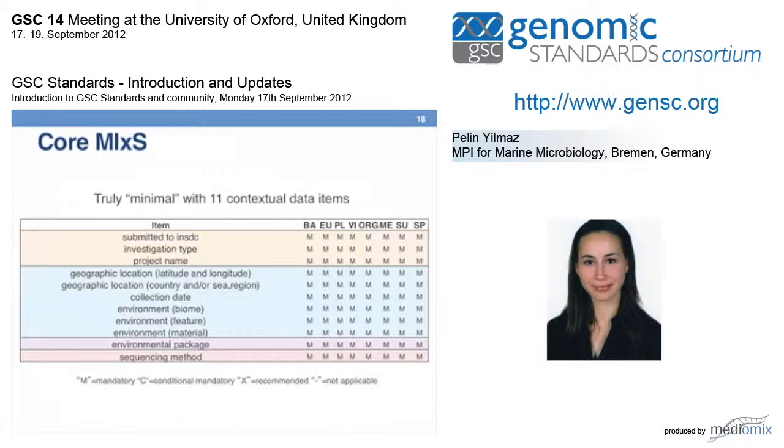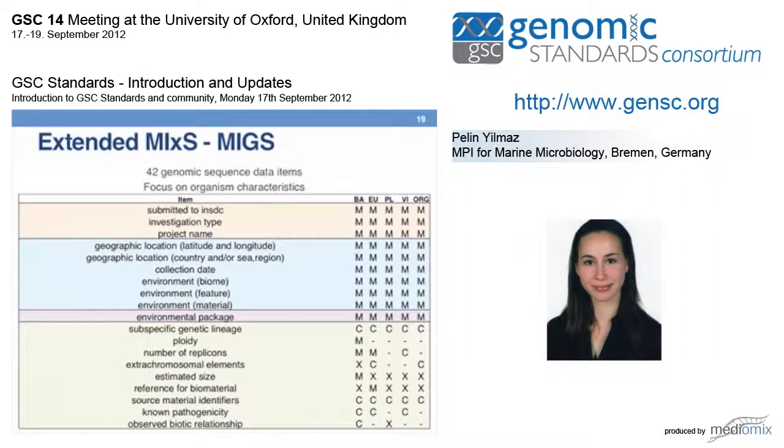So it's really simple. We have some project style metadata here. So investigation type, which is either one of these. Project name, which is a name you give anyway. Environmental data: collection time, date, latitude, longitude, so X, Y, Z, T. The description of the habitat, if you used an environmental package, and the sequencing method. It's really quite simple.